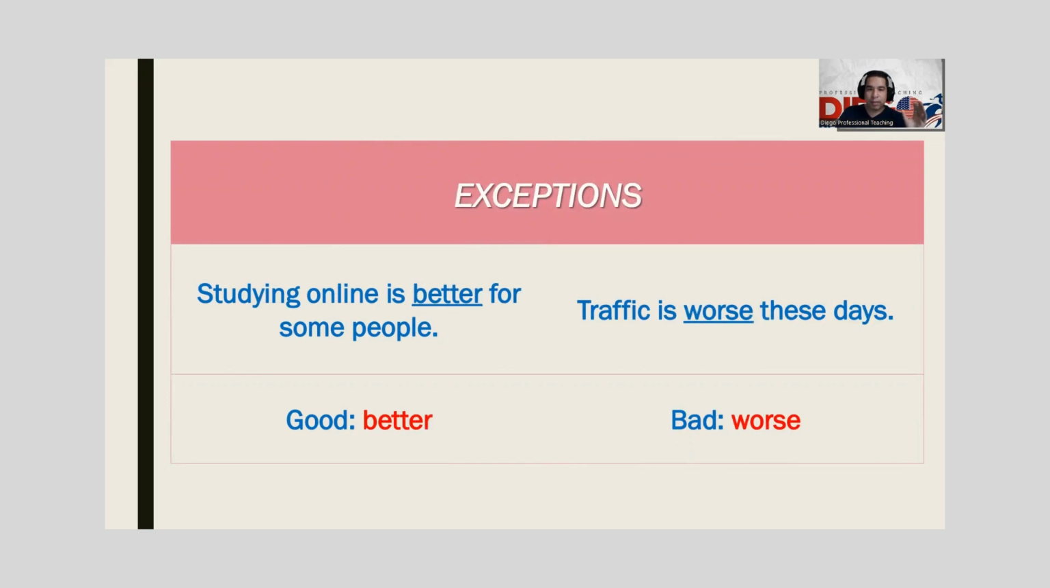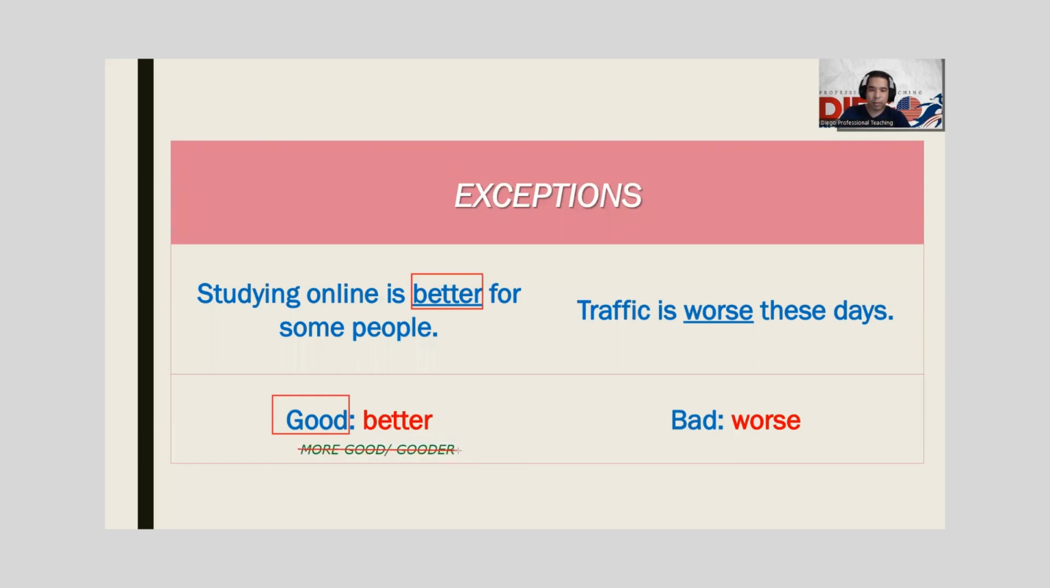For example, studying online is better for some people. Yeah, it's better for some people. What is better? Yeah, better is an irregular comparative. In this case, it's a comparative for the word good. Okay, good. The comparative is not more good or gooder. I'm going to put them here just in case. It's not more good. It's not gooder. No. In this case, we have an exception.